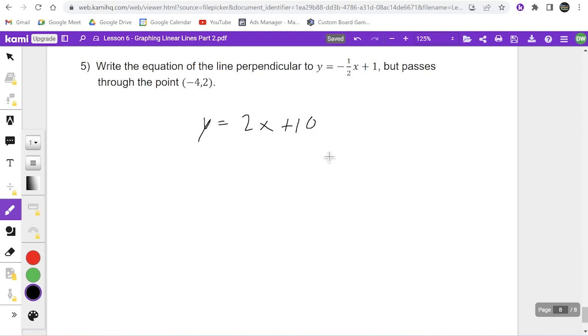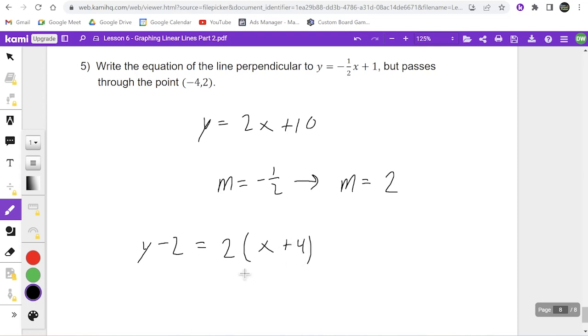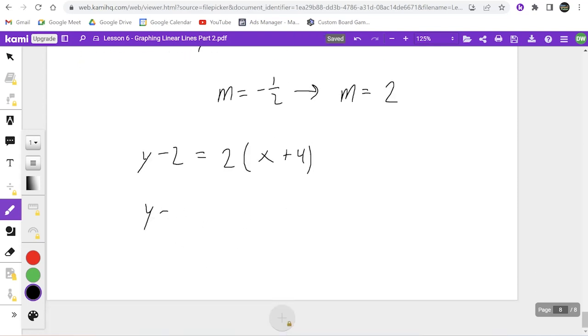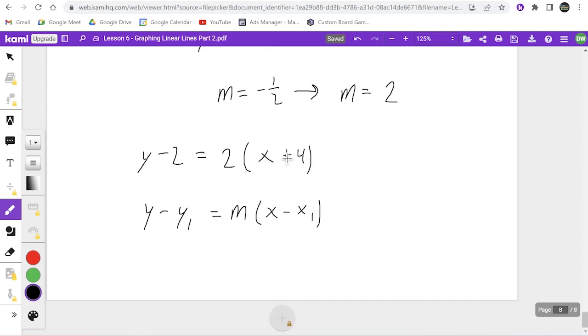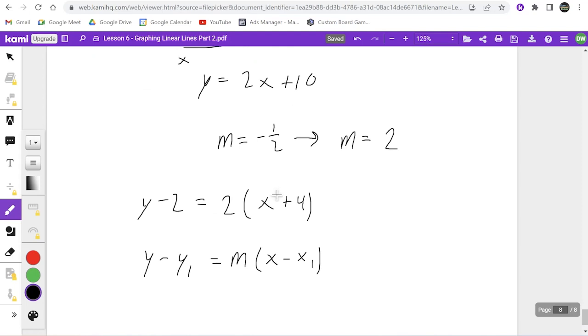I did point, or first, I did the opposite reciprocal of negative 1/2, which is 2. Yep, and positive then, 2. Yeah, and then I did point-slope form, so I did y minus 2 equals 2 times x plus 4. Yeah, so just real quick to explain that. Basically, it's y minus y1 equals m times the quantity x minus x1. And you use the point right here. You'll notice the negative 4 for x. Double negative makes it positive. That's why it's x plus 4. But you can continue.